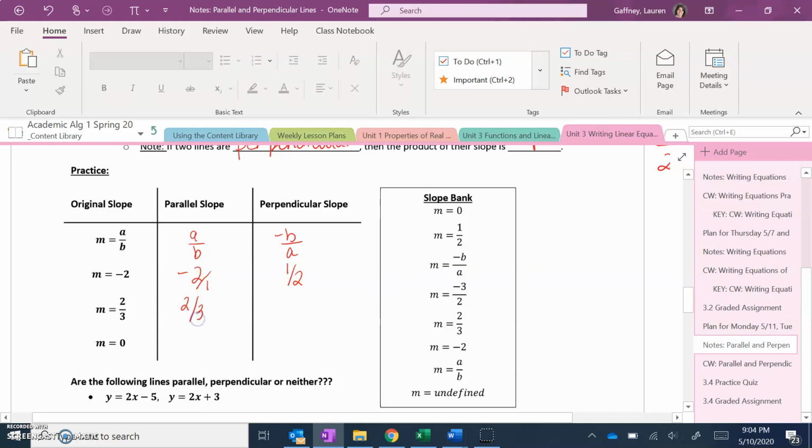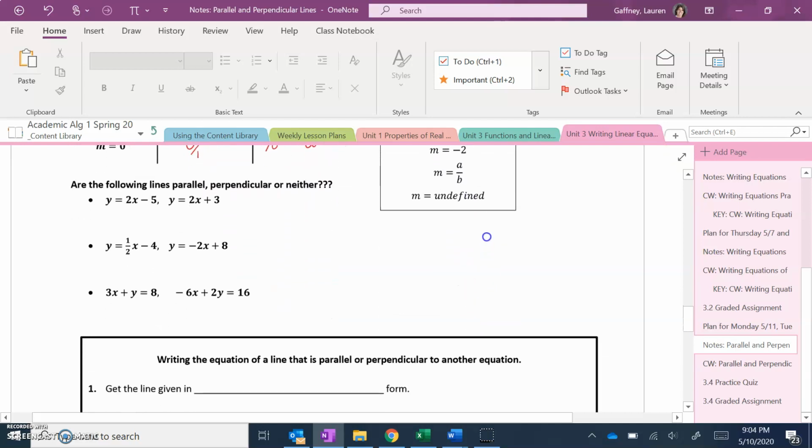Parallel would be 2/3. Perpendicular would be -3/2. Right? If the slope is 0, the parallel slope would also be 0. The perpendicular slope, technically, if you want to make this like 0 over 1, if you flip that, it'd be 1 over 0, which is undefined. Can't divide by 0. Okay?